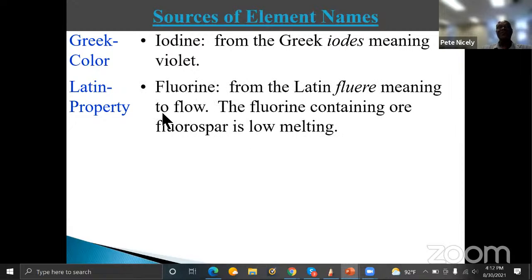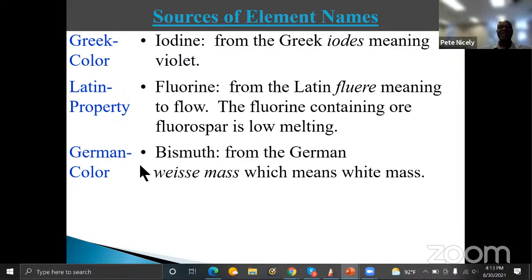For example, in the case of fluorine, it comes from the Latin word, and I don't know if I'm pronouncing this right, fluor, meaning to flow, all right? And that's because there's one particular ore which contains fluorine, which is low melting, and therefore will flow under normal temperatures. And then in some cases, the origin might have some German name, such as bismuth, which comes from a German word, Weissmass, don't ask me how that works out, which means white mass.